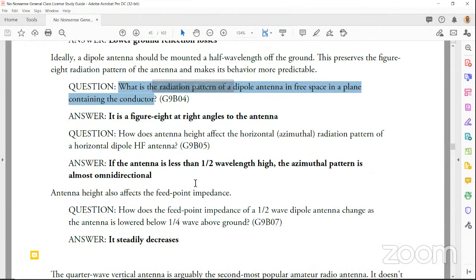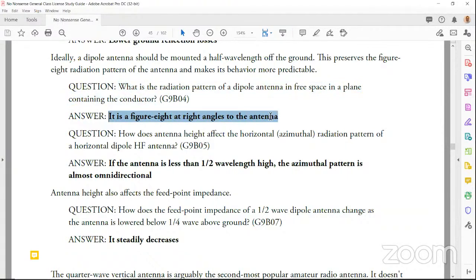Next question in the question pool. What is the radiation pattern of a dipole antenna in free space in a plane containing the conductor? All right, so that makes it sound very complicated, but we had said that the radiation pattern is a figure 8 and it's at right angles to the antenna.